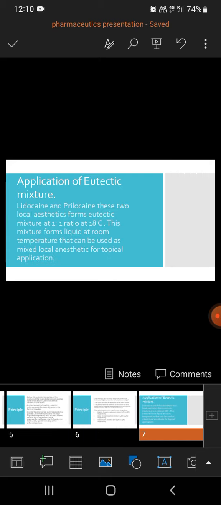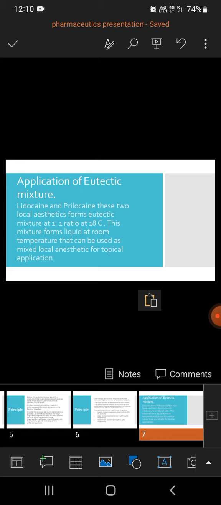Now when we talk about the applications of eutectic mixtures, how they can be applied. So the best example could be lidocaine and prilocaine. These are two local anesthetics that form a eutectic mixture at 1:1 at 18 degrees Celsius. This mixture forms a liquid at room temperature that can be used as a mixed local anesthetic for topical application.